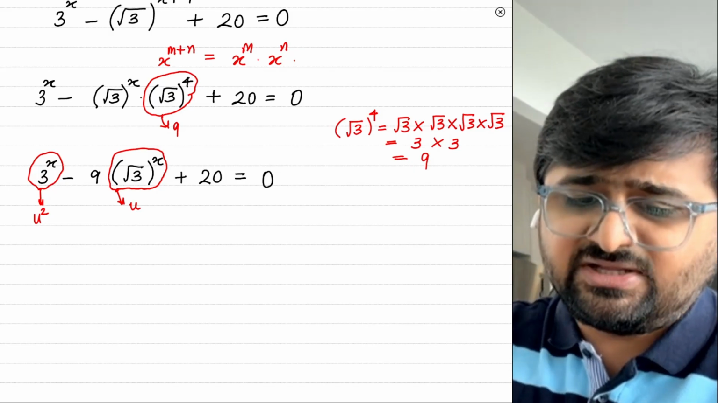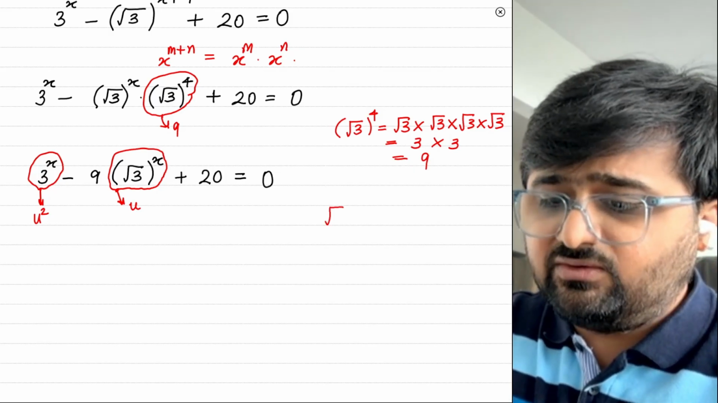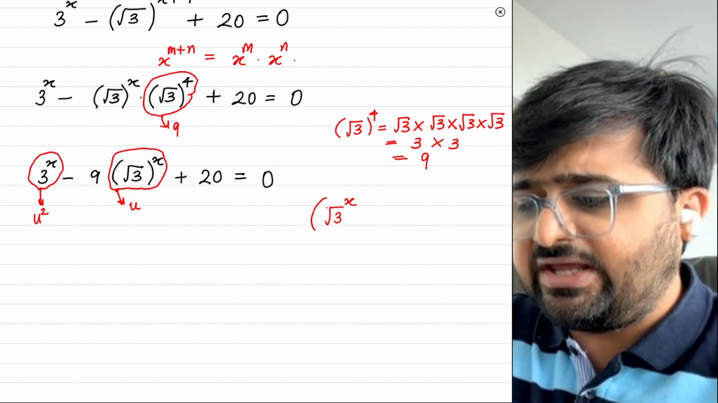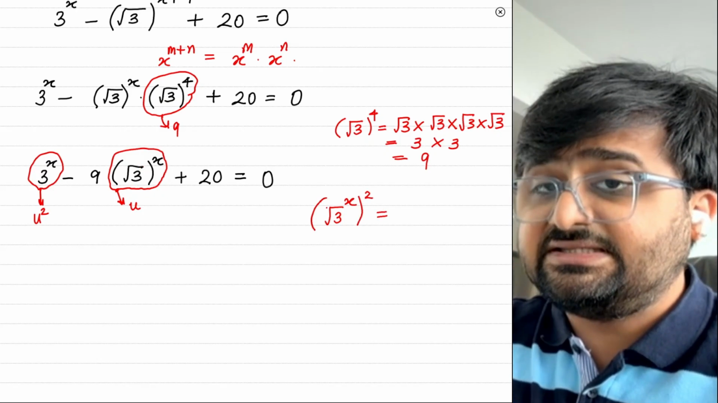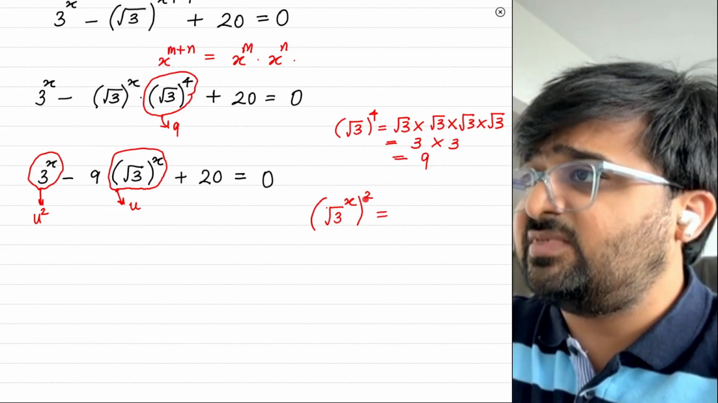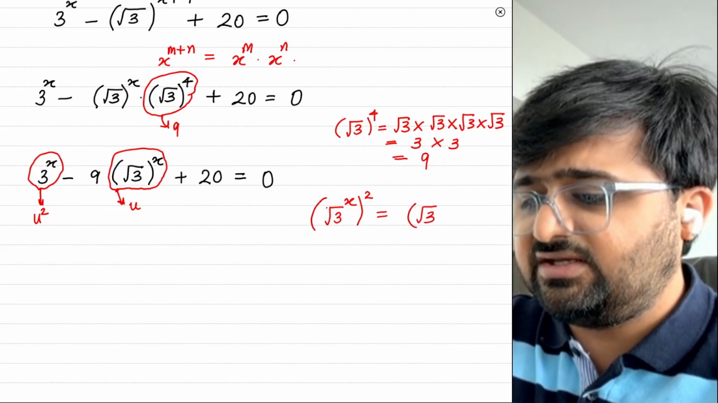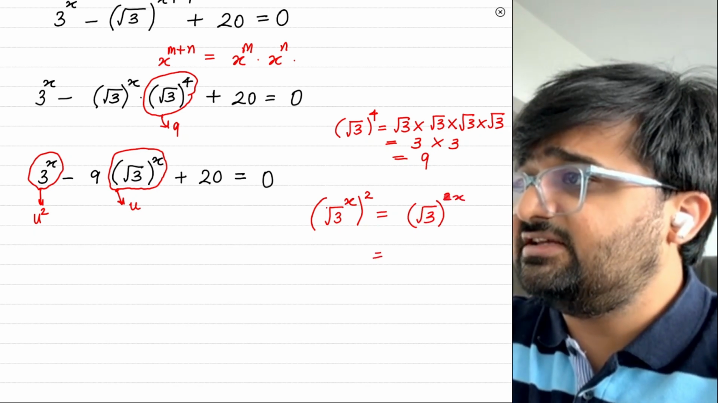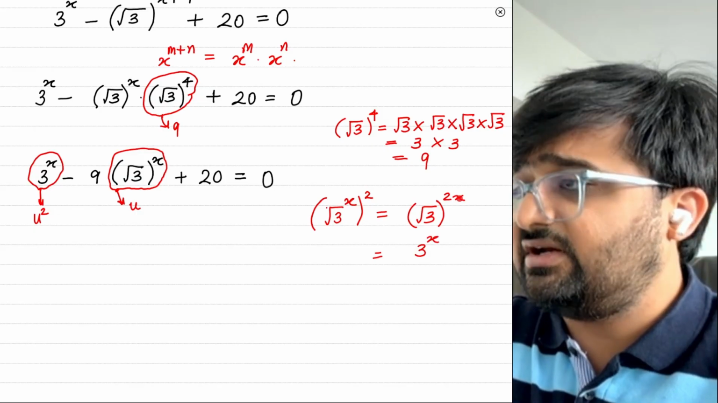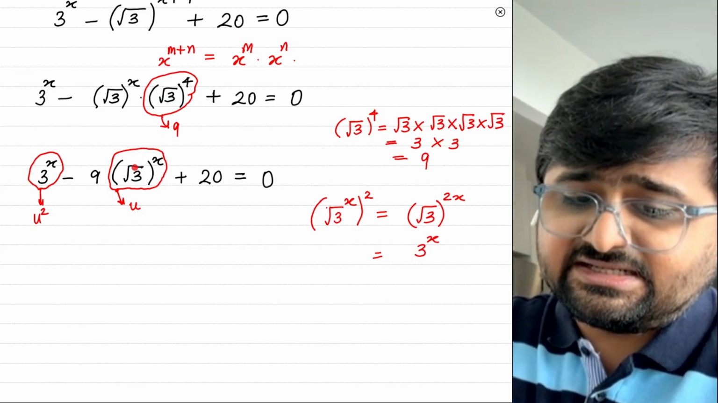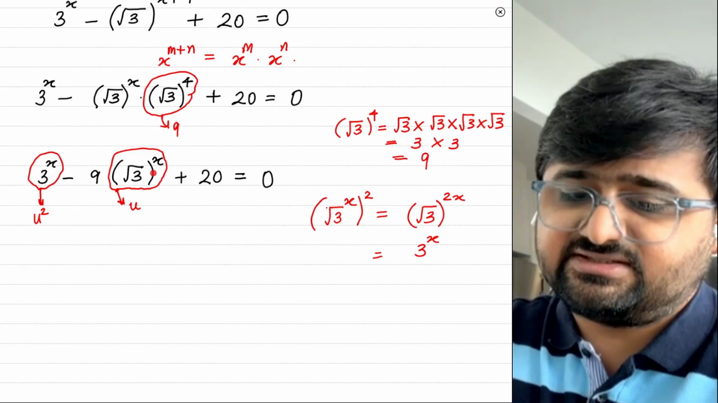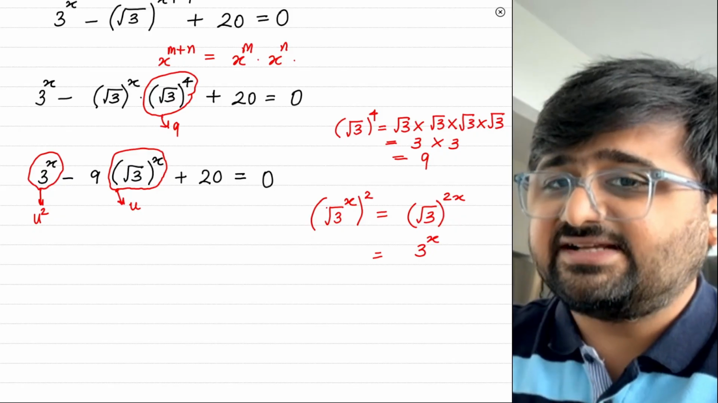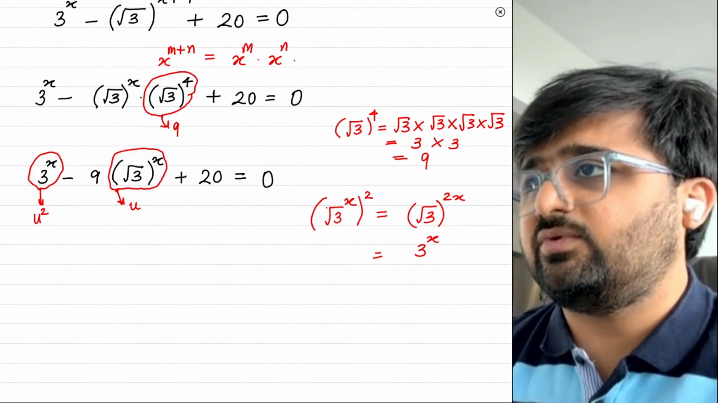Why can you do that? Let's see over here. So we know that square root of 3 to the power x, this term over here, let's try to square it. If you square that, we can just multiply these two, so we have square root of 3 to the power 2x. And that square root of 3 square is nothing but 3 to the power x over here. So that means that the square of this term is nothing but this. So if you put u over here, this is nothing but u square. And why is that important? Because this ends up becoming a quadratic equation at that point.